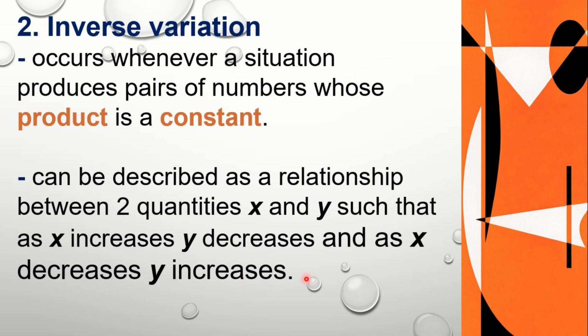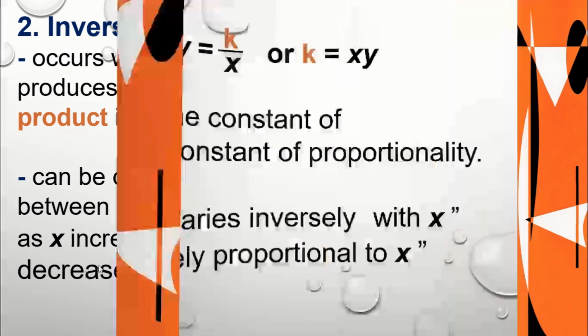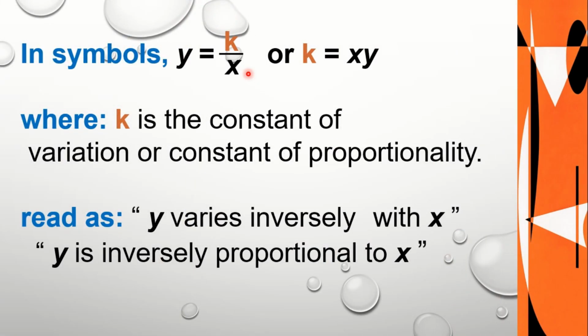So in direct variation, both of the values of x and y increase or decrease. In symbols, y is equal to k over x or k is equal to x times y, where k is the constant of variation or constant of proportionality, read as y varies inversely with x, or y is inversely proportional to x.